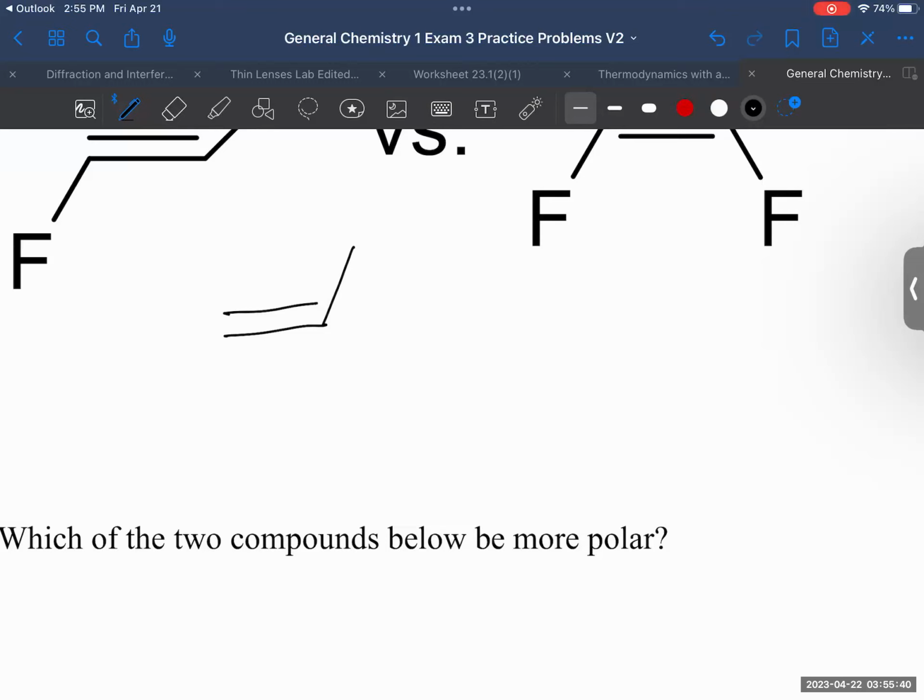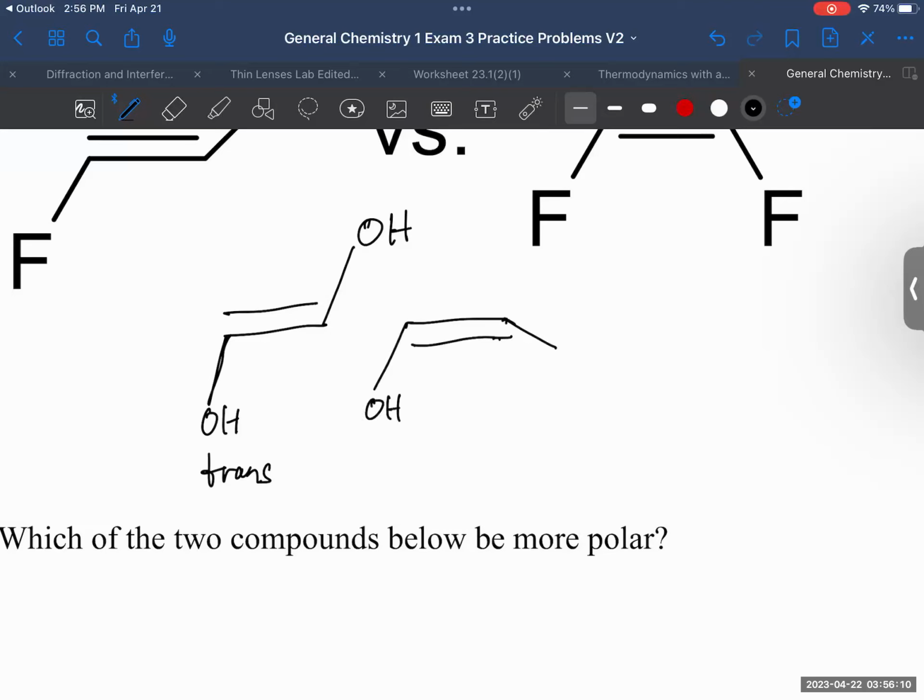Let's say there's two, what groups y'all want? Let's say OH. If there is one OH group, it's called an alcohol. So if there was an OH group on opposite sides of the double bond, so there's one OH on this side of the double bond, and there's one OH on that side, we call it trans, because trans means on opposite sides.